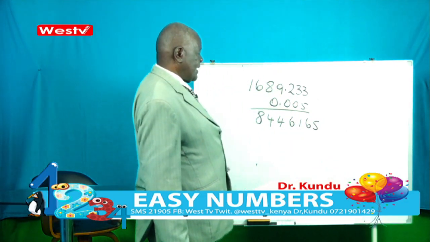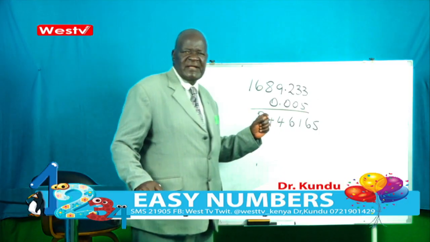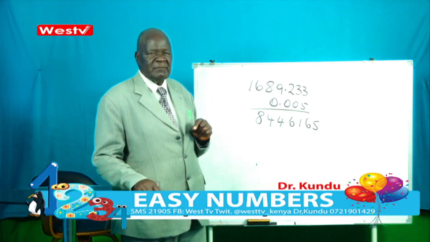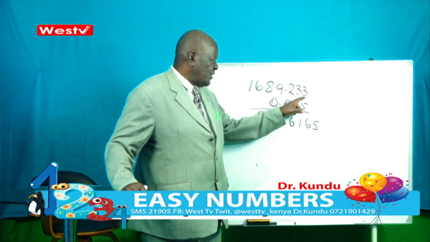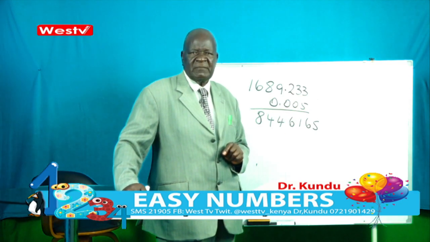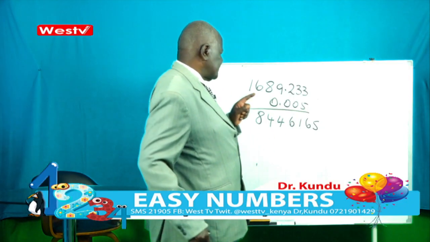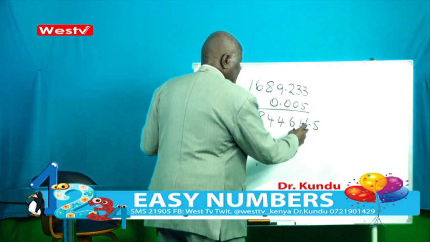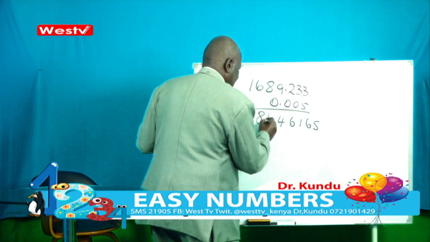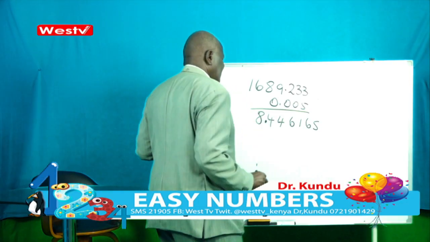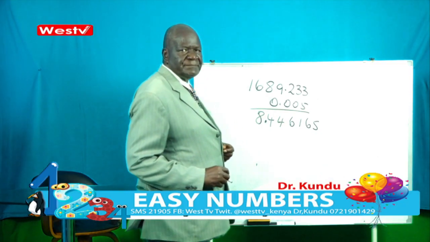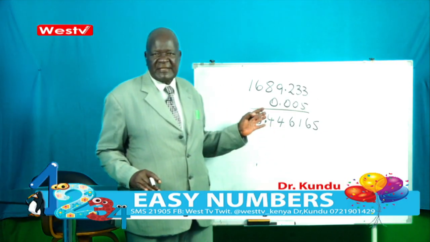Now when I come back to the problem, I now remember that there were decimals in this problem. So how many decimals were there in the problem? 1, 2, 3, 4, 5, 6. There were 6 decimals in the problem. And therefore I'm going to insert 6 of them here. 1, 2, 3, 4, 5, 6. Then my answer is going to be 844.6165. And you can see that I'm getting my answer in one line.